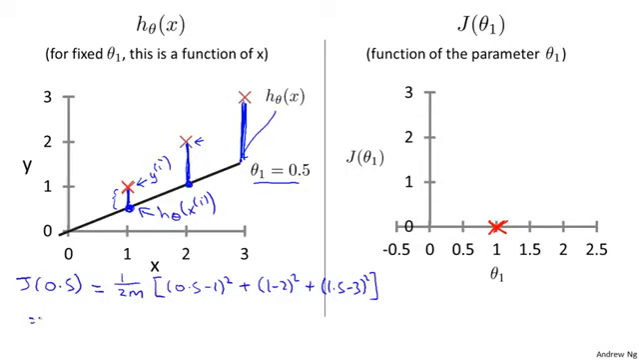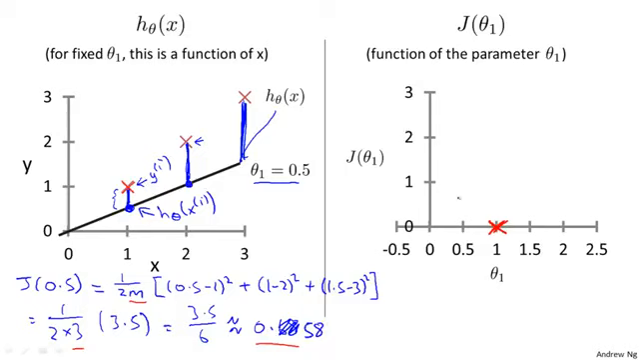And so that's equal to 1 over 2 times 3, because m, my training set size, is 3 training examples. And then that's times, simplifying the thing in parentheses, 3.5. So that's 3.5 over 6, which is about 0.68. So now we know that J of 0.5 is about 0.68. Let's go and plot that. Oh, excuse me, math error. This is actually 0.58. So I'm going to plot that, which is maybe about over there. Okay?